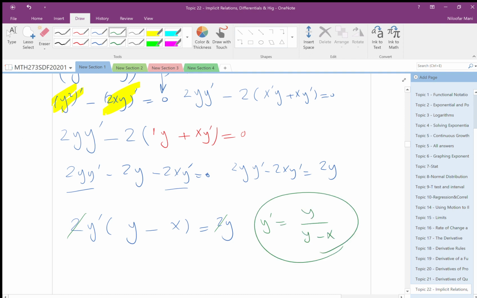Remember, you do not have a function like y equal f of x. No. You have a relationship between x and y.